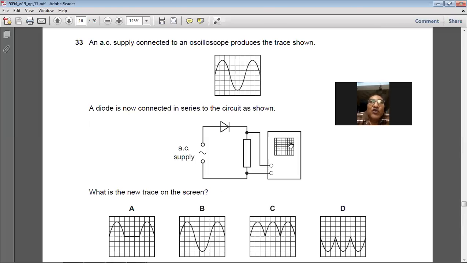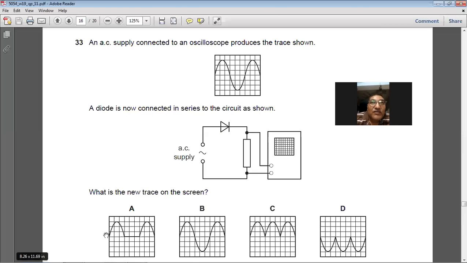So here the voltage will be shown. But when the current flows in this direction, the direction of the current will be opposite to the direction of the diode. The diode will be reverse biased, so the diode will not let the current flow. So the voltage shown here will be 0.